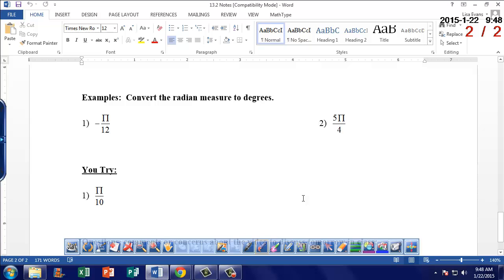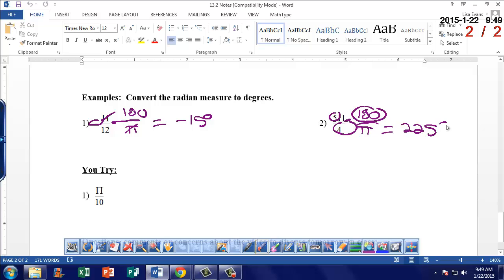Now, converting from radians to degrees, we want the pi's to cancel out. So notice the pi's on top, so we're going to make sure it's on the bottom this time. That way they will cancel out. That means the 180 degrees needs to be on top. So I would do negative 180 degrees, see the negative sign here, divided by 12, and that's going to give me negative 15 degrees. Again, we're going to put the pi on bottom, 180 on top, so I would do 5 times 180 divided by 4. When you do that, you get 225 degrees.